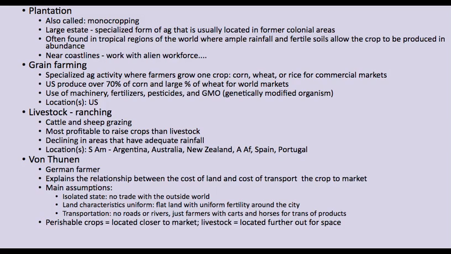Next one is going to be plantation. Plantation is also monocropping. Again, you pick one thing and you're going to make a lot of it and sell it for profit. With plantation, you usually have a large estate specialized in that form of agriculture, located normally in former colonial areas. We in the United States obviously used plantation farming for a long time until after the Civil War and our labor force changed. But other parts of the world still utilize this kind, even if they aren't colonies anymore.